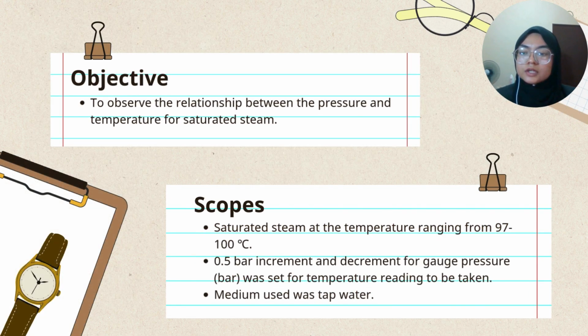Next is the objective. The objective for our experiment is to observe the relationship between the pressure and the temperature for saturated steam. The scope for our experiment is, first, the saturated steam will be heated up to a temperature ranging from 97 degrees to 100 degrees Celsius, so the maximum the better. Also, we use 0.5 bar increment and decrement for gauge pressure that will be set for the temperature reading to be taken. Also, the medium used was water.